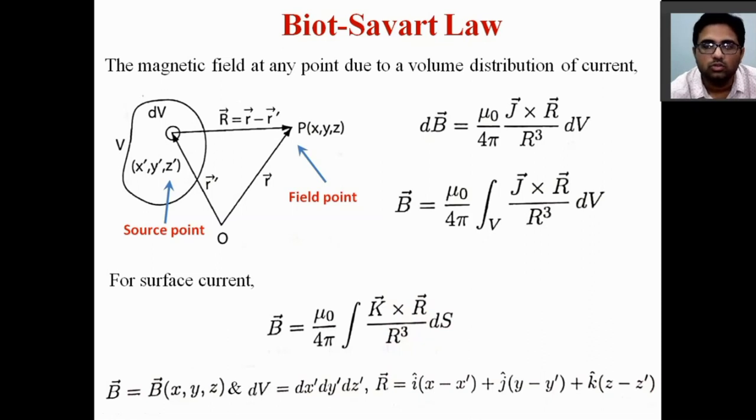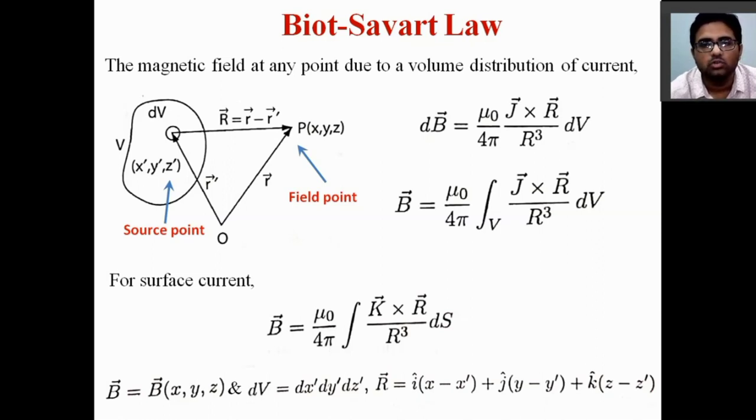Now here you should note that the magnetic field is a function of field point coordinates, and the volume element dV is a function of source point coordinates, and R is a combination of source point coordinates and field point coordinates. Okay. So later on you will see why we are introducing the concept of source point and field point coordinates, why it is important. Okay.